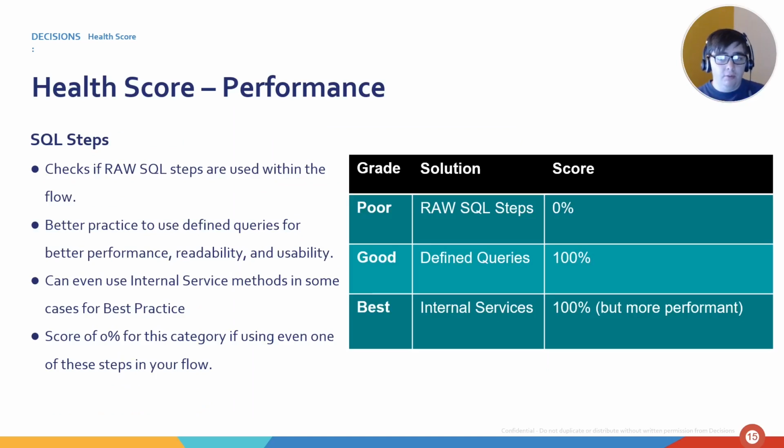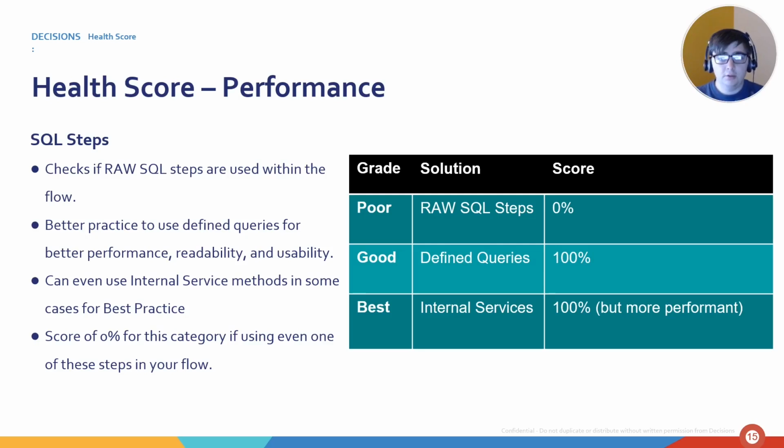Another very important grading criteria within performance are SQL steps. This particular grading criteria checks if you have any raw SQL steps used within your flow. If you have even one of them, you're going to get a 0 in this score. That's because there are almost always better ways to fetch, select, save, update, or delete data than a raw SQL query. For example, using a defined query in Decisions is much more performant than a raw SQL query is going to be.